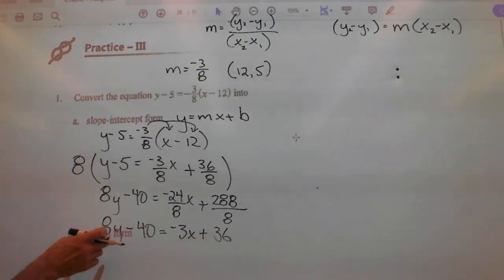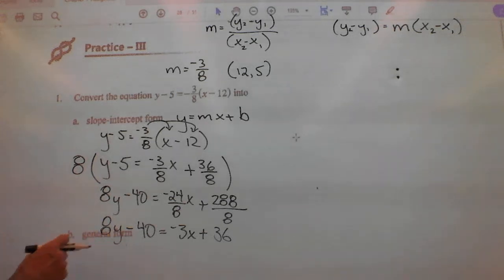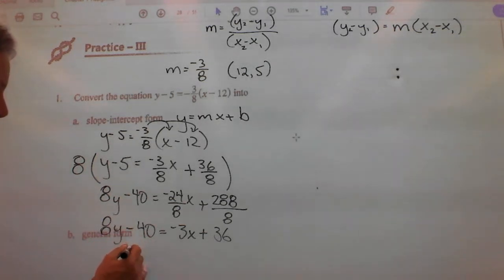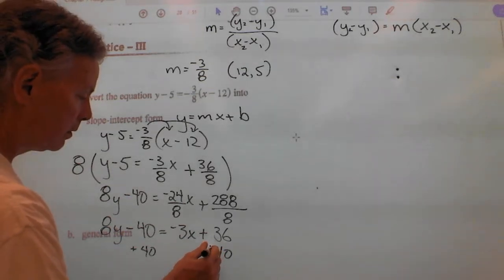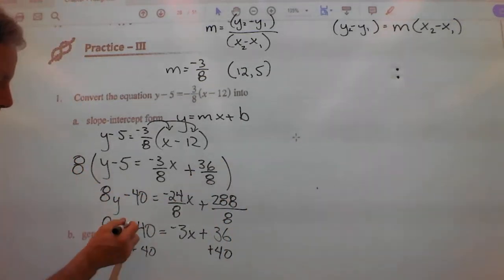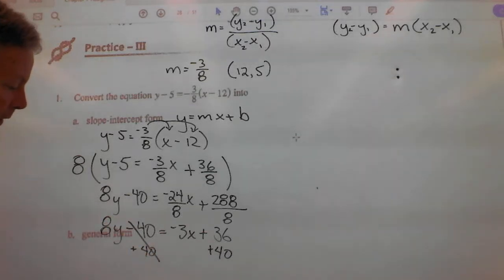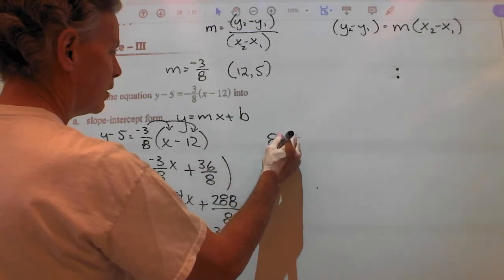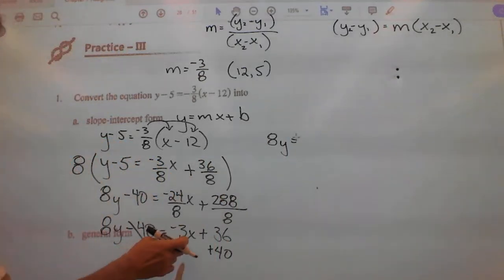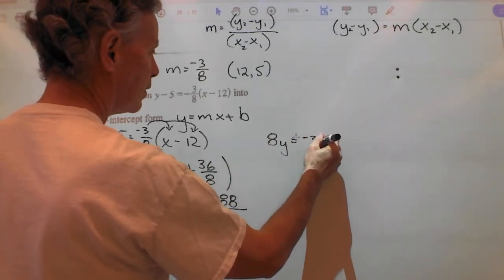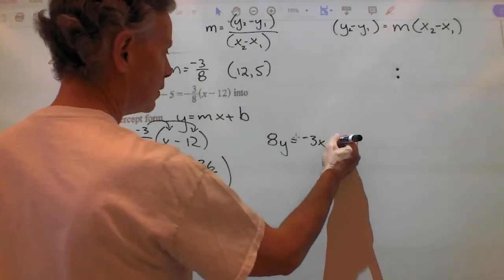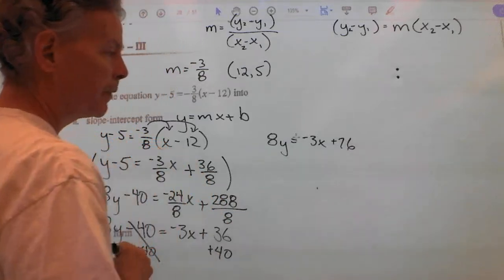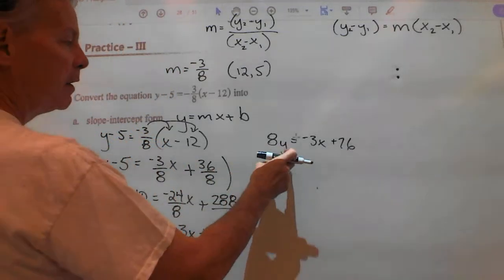Now we have an equation with no fractions in it, and we can go ahead and isolate y. So we're going to add 40 to both sides. I'm going to go up here and rewrite it. So the 40s will cancel on the left, and you'll end up with 8y equals negative 3x plus 76. Okay? And our last step is to isolate y.